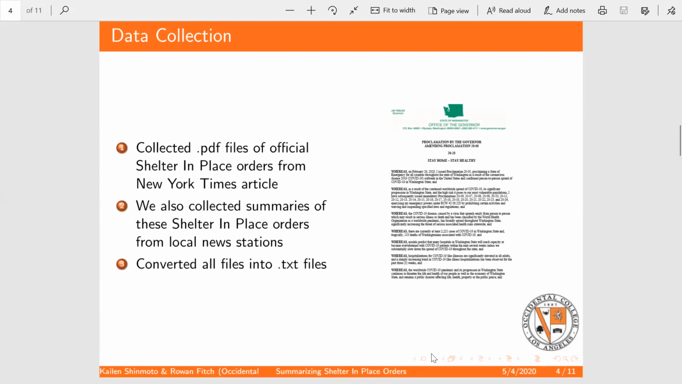Okay, so the first step we need to take in order to create these text summaries is to collect our data. And we did this by going to an article by New York Times that had all the different shelter-in-place orders listed from all the states that have issued shelter-in-place orders. And we collected PDF files of the official orders. And we also collected summaries of these shelter-in-place orders that were done by local news stations. And these would be our human summaries that we would use to compare our text summaries to. And to do this, we also converted all of our shelter-in-place orders, the official orders, and the local news station summaries into text files.